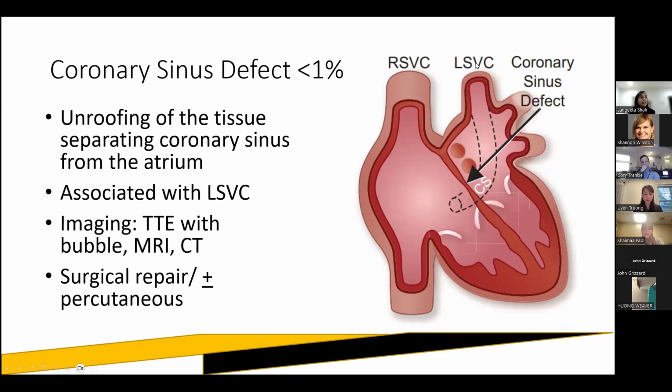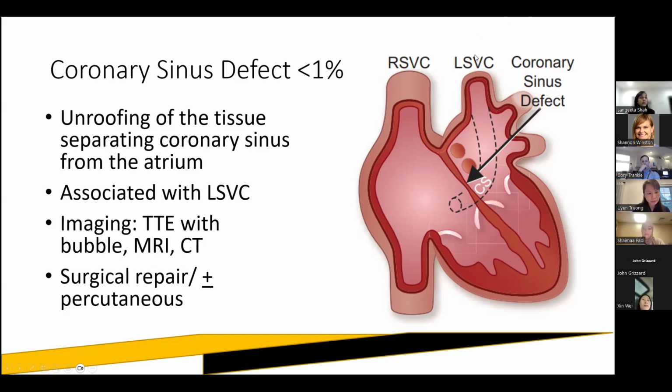It is very interesting. The LSVC comes behind your left atrium. There's a wall between the coronary sinus and the left atrium, and the coronary sinus drains into your right atrium. What can happen is you can have absence of the wall between the coronary sinus and the left atrium. Usually when it's large, it's diagnosed in childhood, but we do find in adults little pin-sized holes, of which there is what we call a sinus venosum defect.